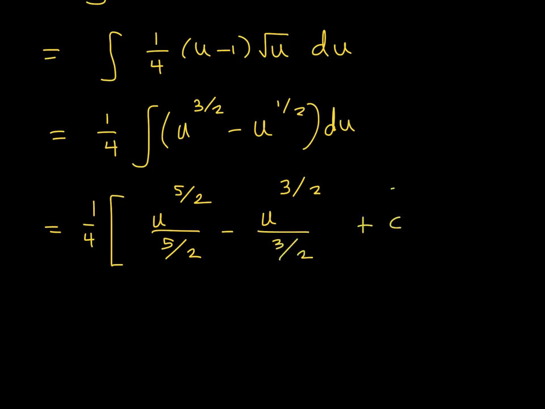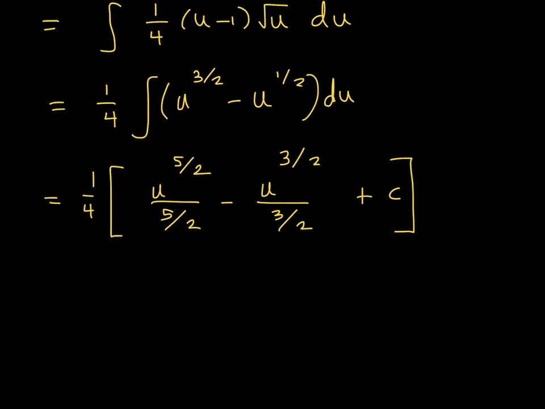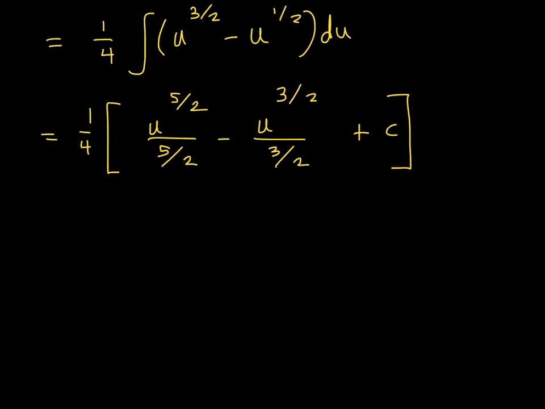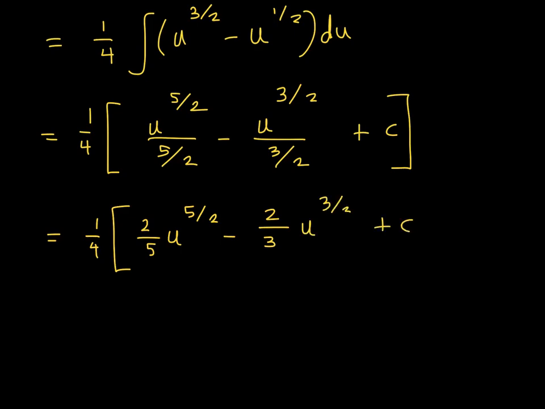Let's not forget c. Of course, we need to simplify this. So then this is 1/4 times 2/5 u to the 5/2 minus 2/3 u to the 3/2, of course, plus c. You know this plus c right here, folks?